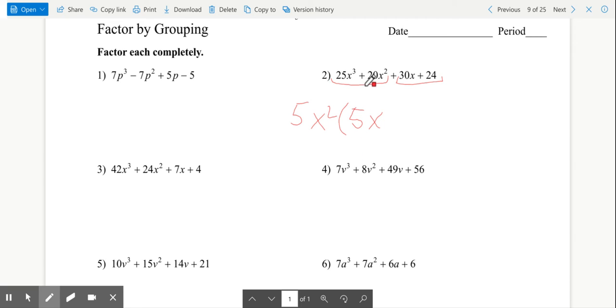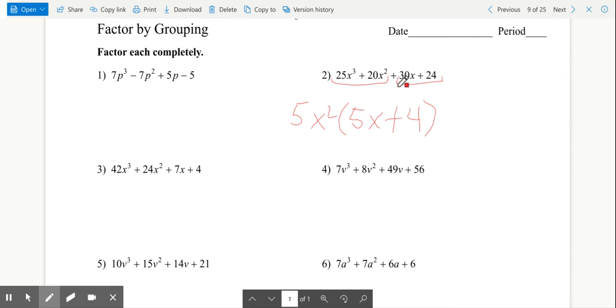All right, now we do the second one. I'm dividing this by 5x squared. 20 divided by 5 is 4. So I'm going to put plus 4. x squared divided by x squared is just 1, so I don't have to write anything. Or x to the 0, right? x squared divided by x squared is x to the 0, which is just 1. So I don't have to write that. So that is all for the first part.